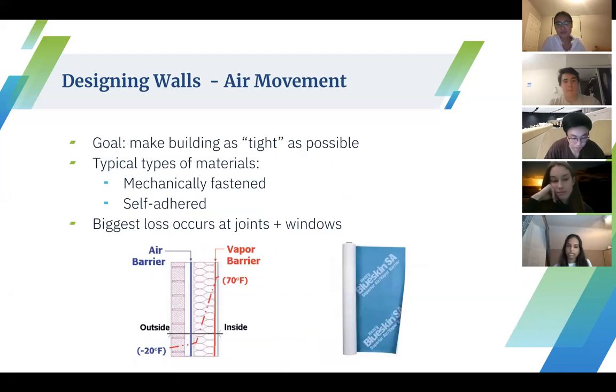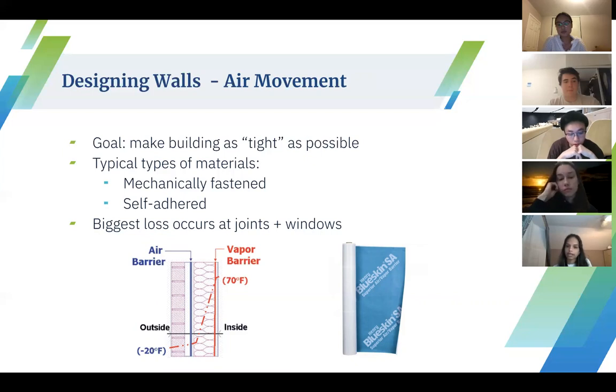Another type of movement that happens in walls is also the air movement. And the basic design principle with this one is making the building as tight as possible. And what that means is trying to mitigate the amount of holes or leakages that can occur, because air will want to move through that one a little bit more quickly. Typical types of materials that are used are either mechanically fastened or self-adhered.